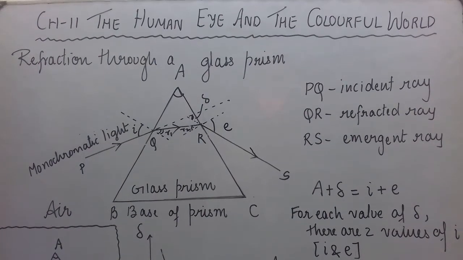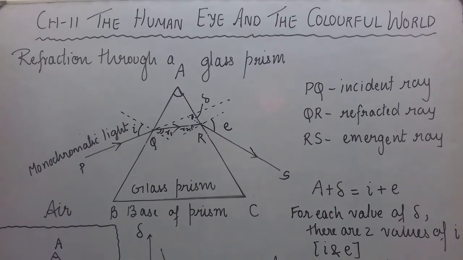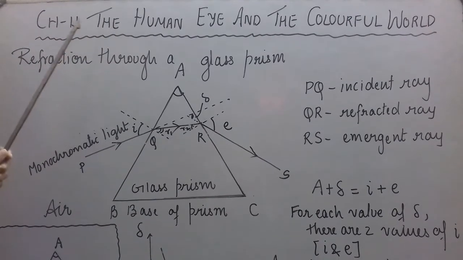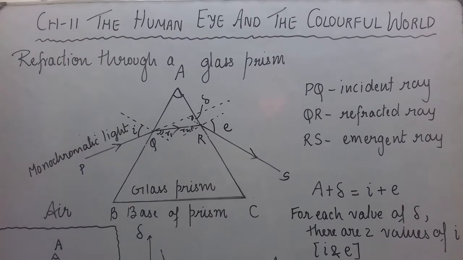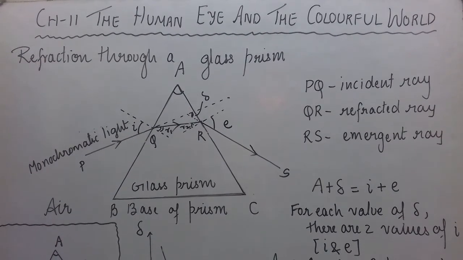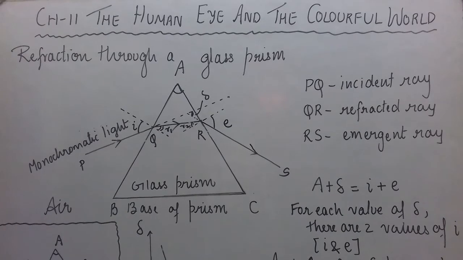Hello students, in this video I am going to start with chapter 11, The Human Eye and the Colorful World, from 10th class NCERT science textbook. This chapter starts with actually the structure of human eye and defects of vision.